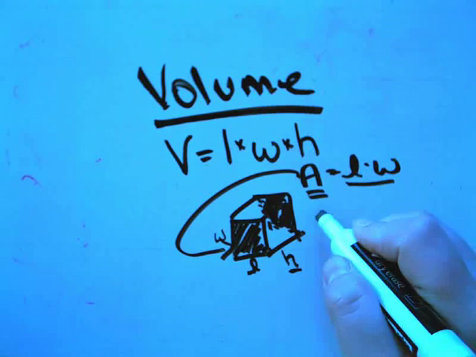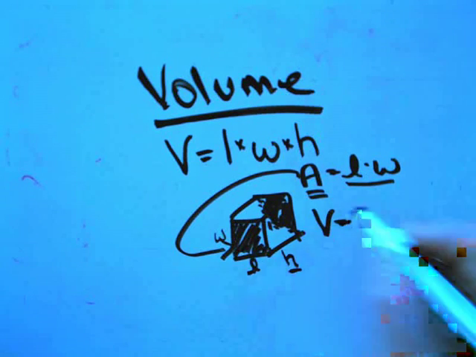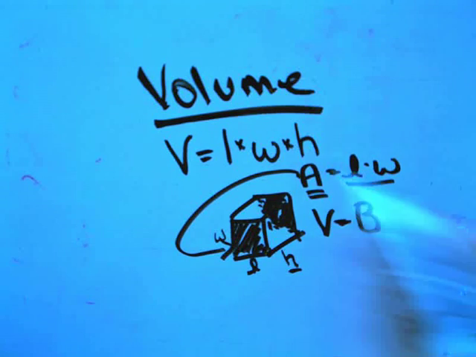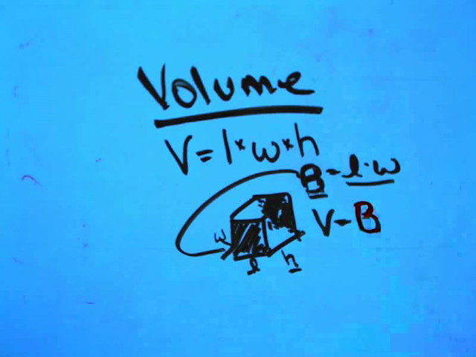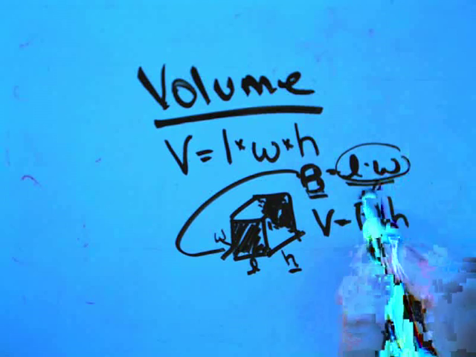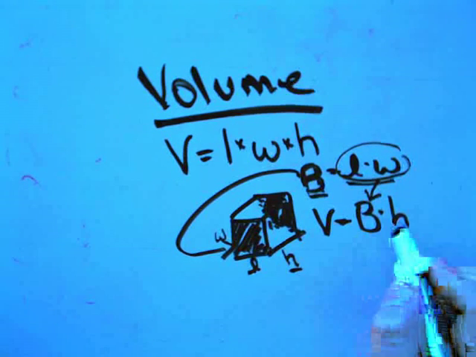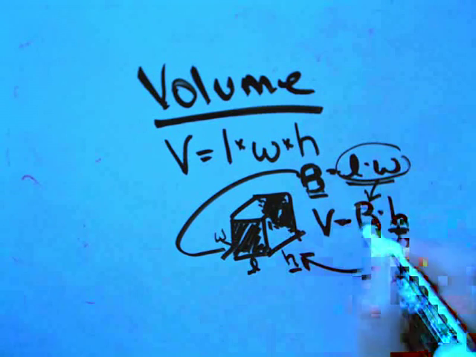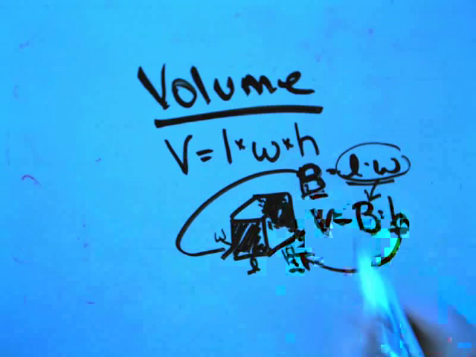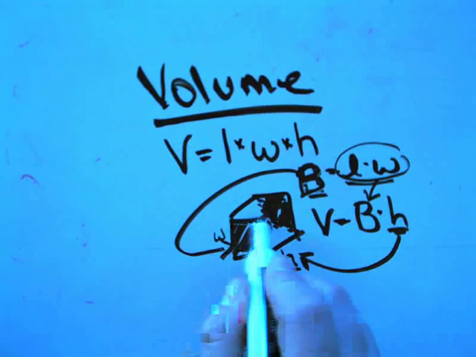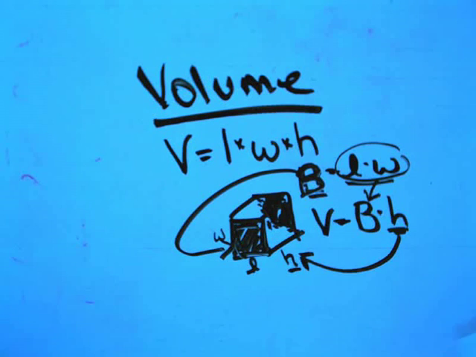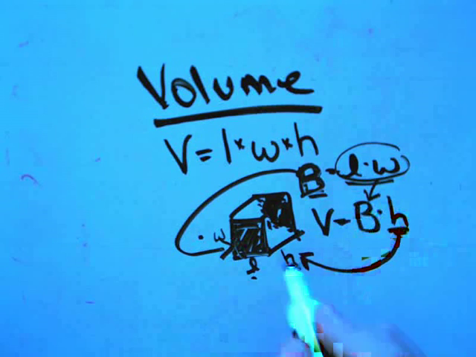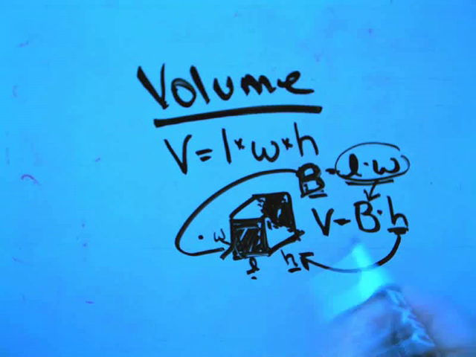So what we're actually doing is we're finding the volume equals B, which is the area of the base, times the height of the prism. See, the length and the width is the area of the base, and H is the height of the prism. So it's very important to understand what the B stands for. The B stands for the area of the base, and in the case of a rectangular prism, the area is just the length times the width, times the height of the prism, the height being the distance between the two bases.